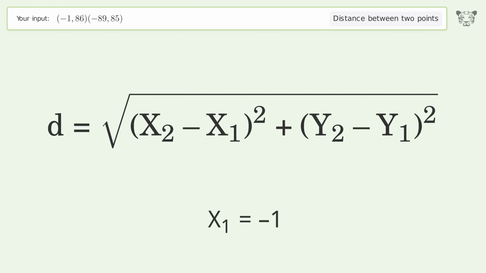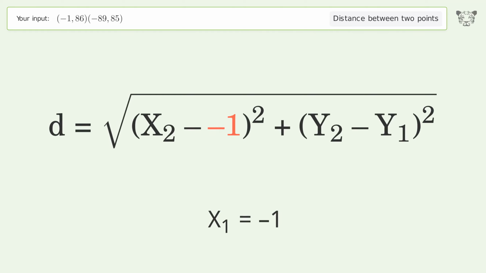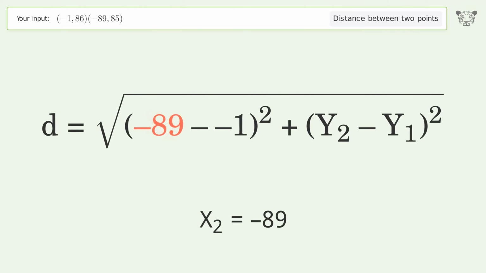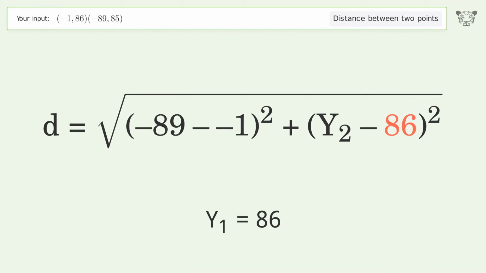x1 equals -1. x2 equals -89. y1 equals 86. y2 equals 85.